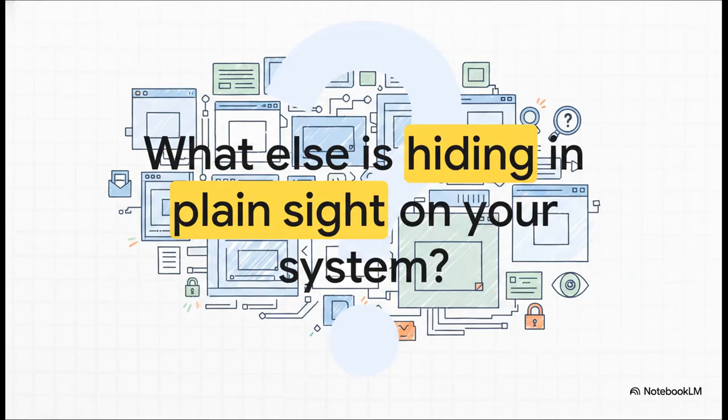So we end with this question. Process hollowing shows us that what you see on the surface isn't always the truth. It's a pretty powerful reminder that attackers are constantly coming up with new ways to just blend in with the normal noise of a system. And it really makes you wonder, what other secrets are hiding right there in plain sight?